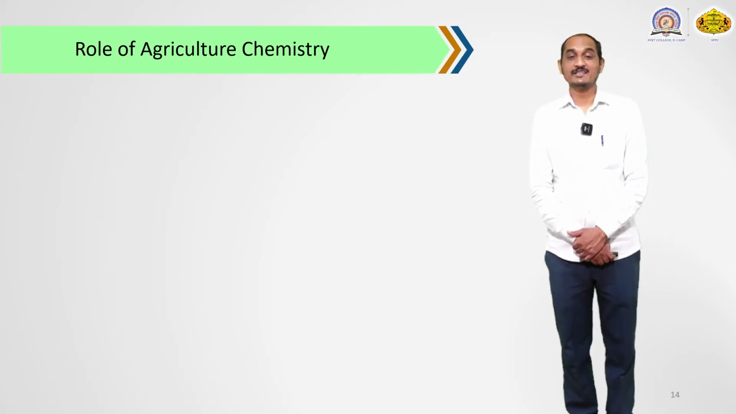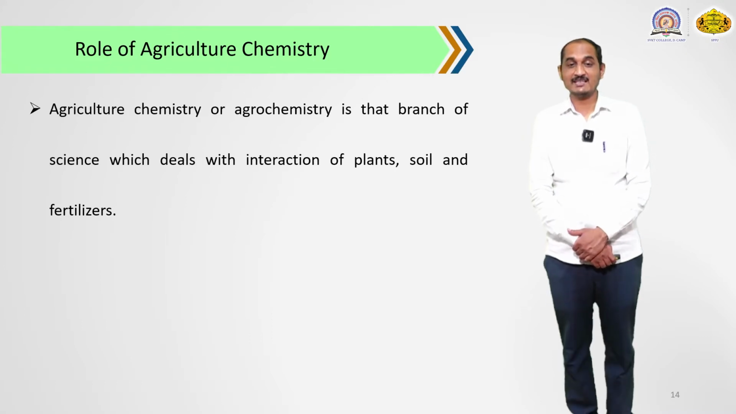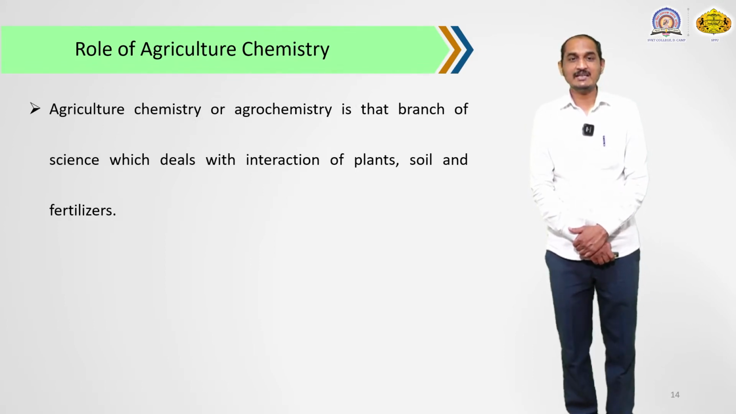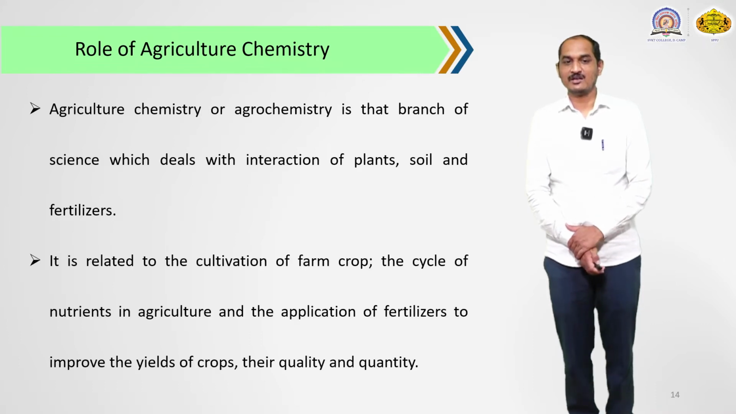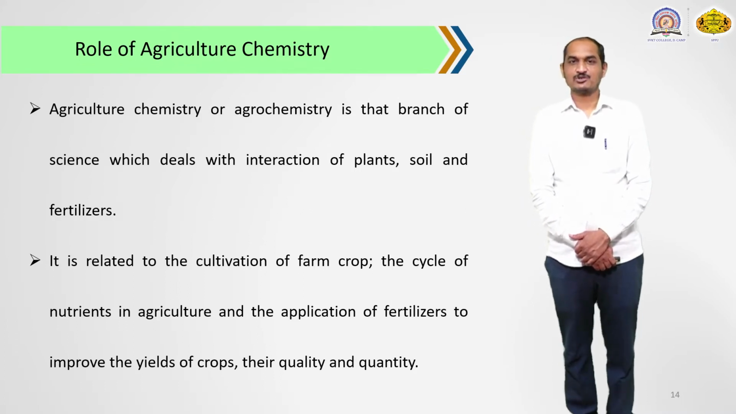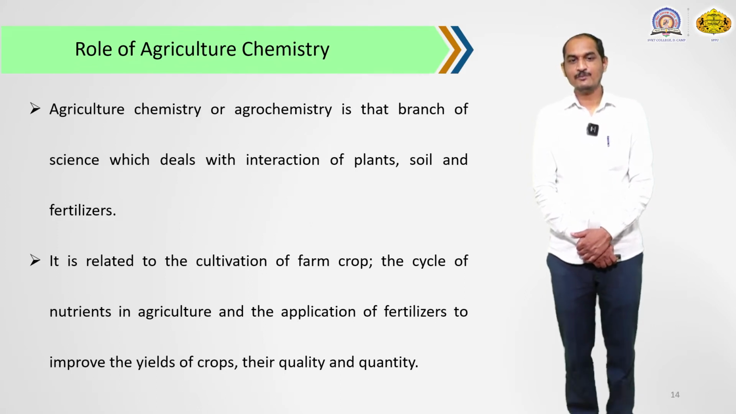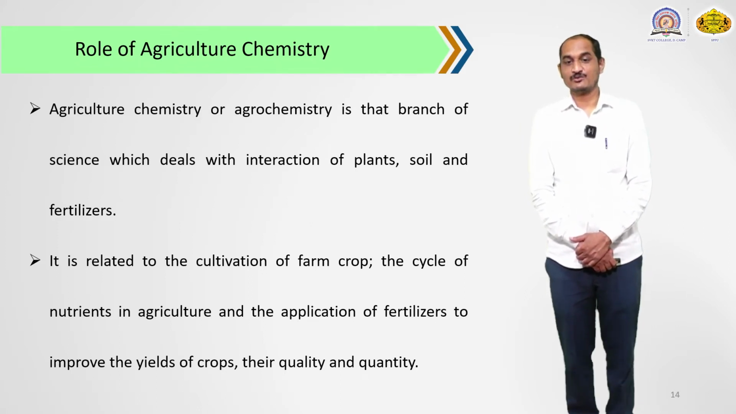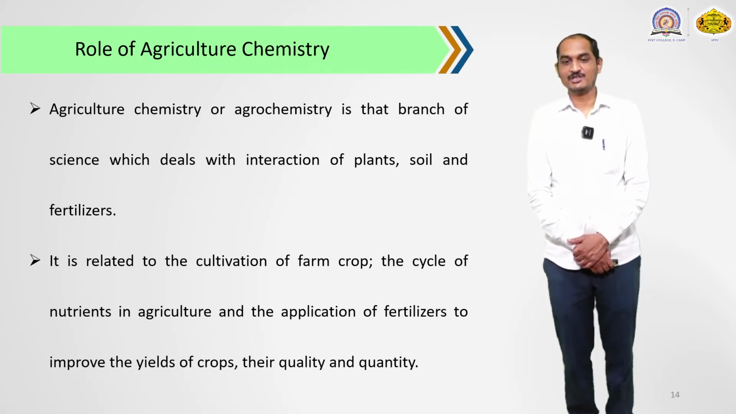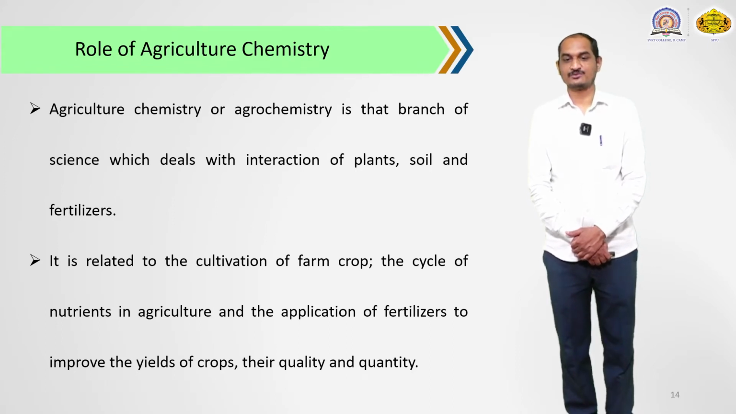The next important part is the role of agricultural chemistry. We know that agricultural chemistry, or agrochemistry, is the branch of science which deals with the interaction of plant, soil and fertilizers. There is an interlink between these three factors: plant, soil and fertilizers. So agricultural chemistry studies the interaction of plants, soils and fertilizers. So it is related to the cultivation of farm crops, then the cycle of nutrients in agriculture and the application of fertilizers to improve the yields of crops, their quality and quantity also.